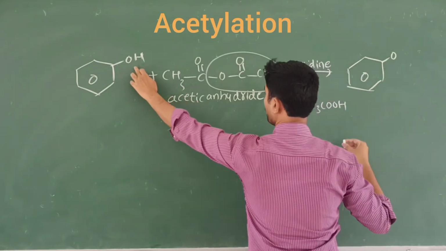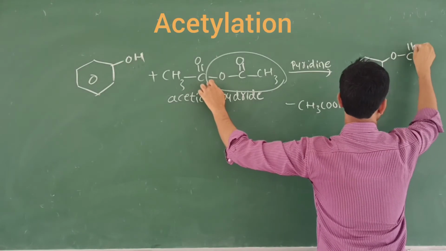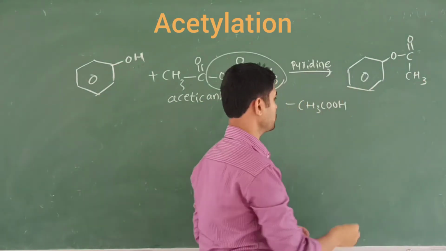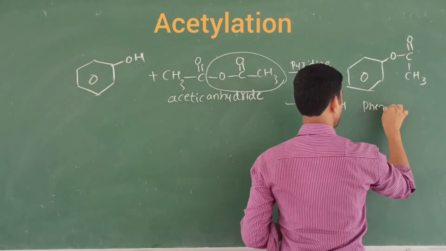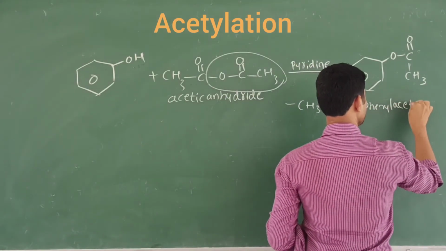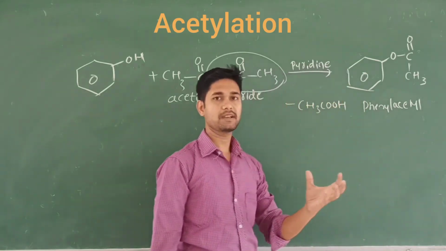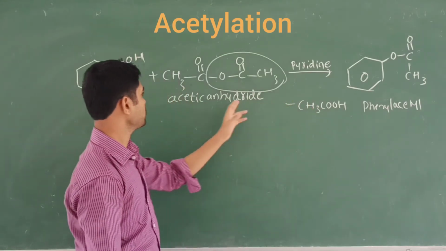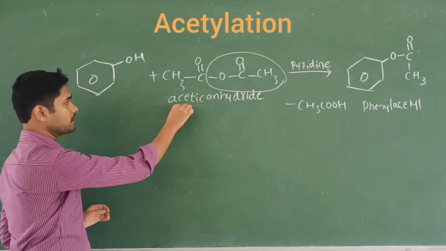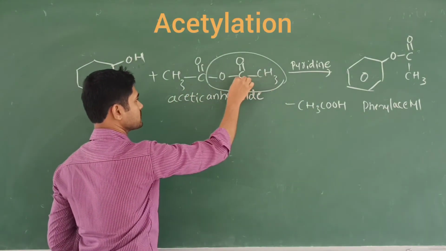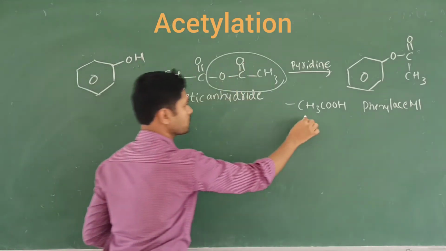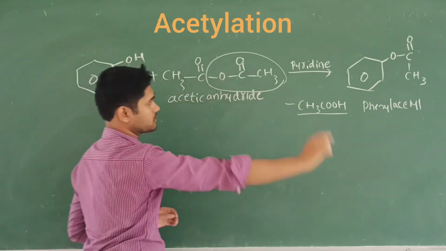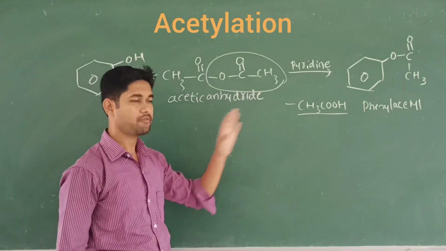What is left here? O, then it is linked with C double bond O CH3. This is called the phenyl acetyl group. Because of introducing the acetyl group to the phenol compound, that's called phenyl acetyl. Here, from the acetic anhydride, we remove the acetic acid, CH3 C double bond O H. The remaining compound is O with C double bond O CH3. Like this we obtain the phenyl acetyl.